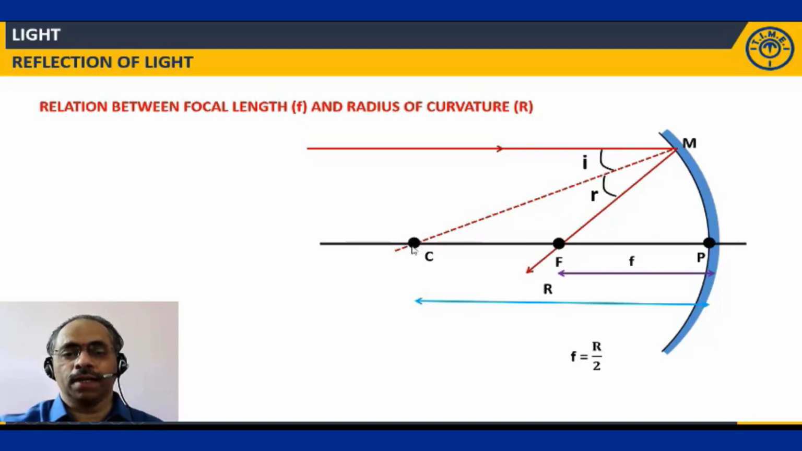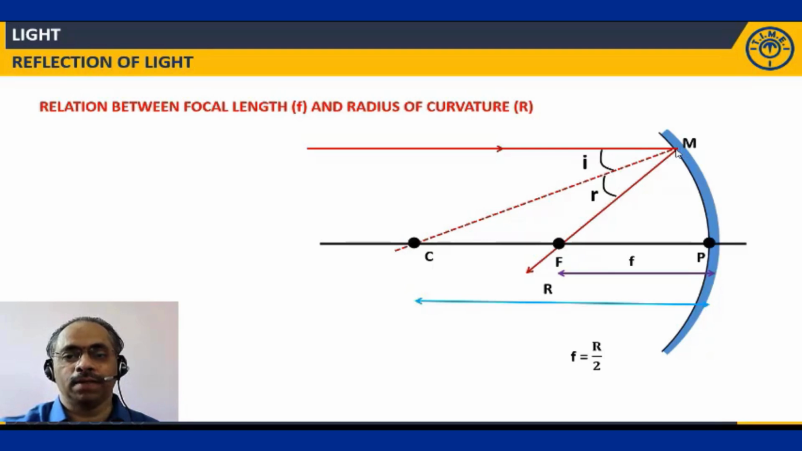Now, this particular line CM will be normal to the mirror at the point M, because C is the center of curvature, that means the center of the sphere. So CM being the radius, this radius of a circle will be perpendicular to the point on the circumference. If I draw a tangent, that tangent will be perpendicular to the radius. We all know very well about it. So that is the reason this particular CM will be normal at the point M.